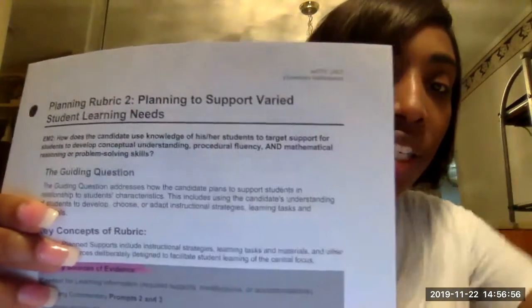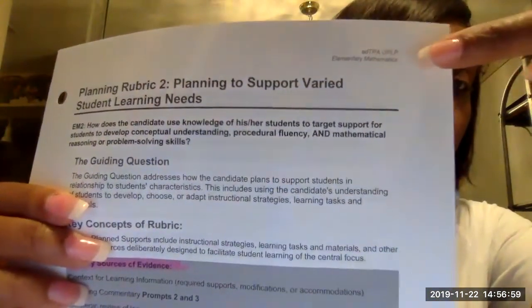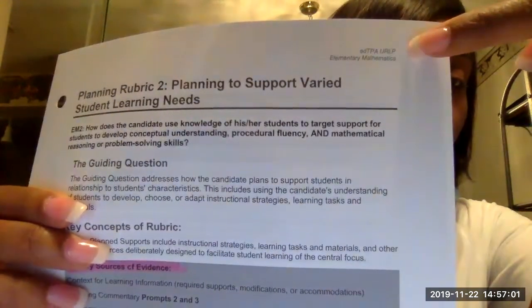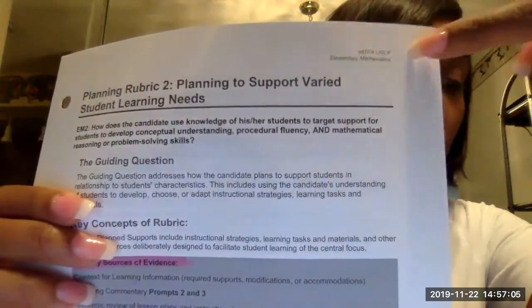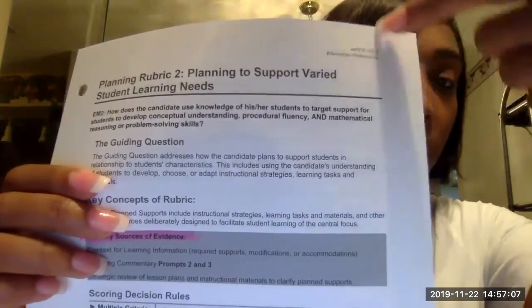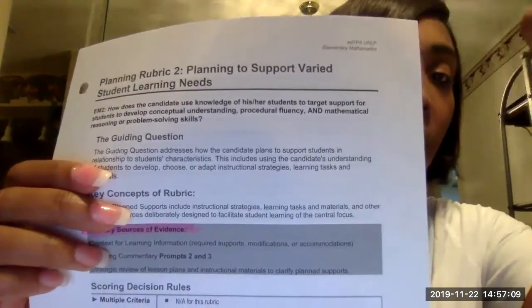So I guess I should have mentioned this earlier. You want to print out the Understanding Rubric Level Progression document that aligns with your handbook. So if you're doing math, you want to make sure that your Understanding Rubric Level Progression also says elementary math, so that the 2 documents make sense. So again, these are pages 6 through 8 for rubric 2.